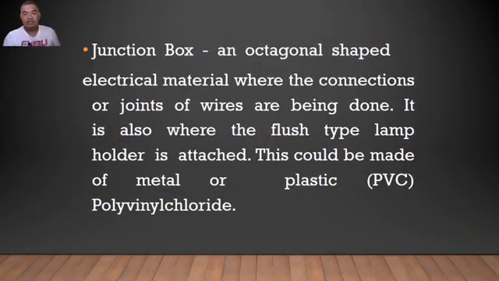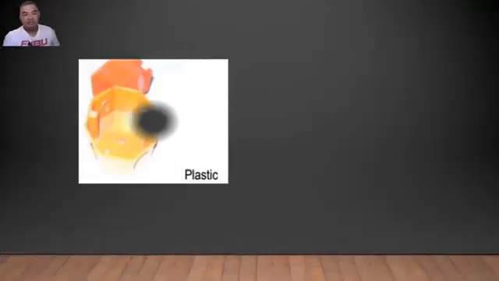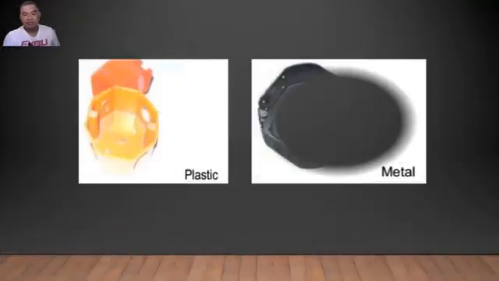Then you have the junction box. A junction box is an octagonal-shaped electrical material where the connections or joints of wires are done. It is also where the flush type lamp holder is attached. It could be made of metal or plastic, PVC or polyvinyl chloride. This is the plastic or non-metallic junction box, and we have the metal.